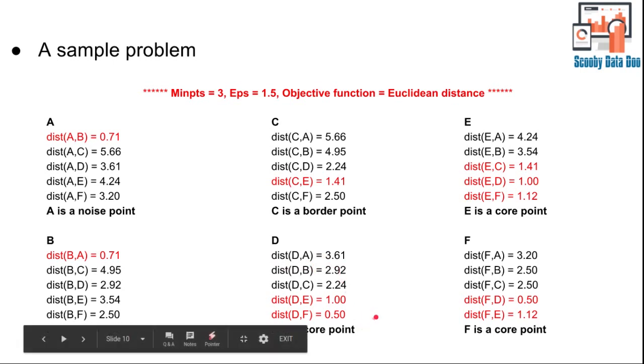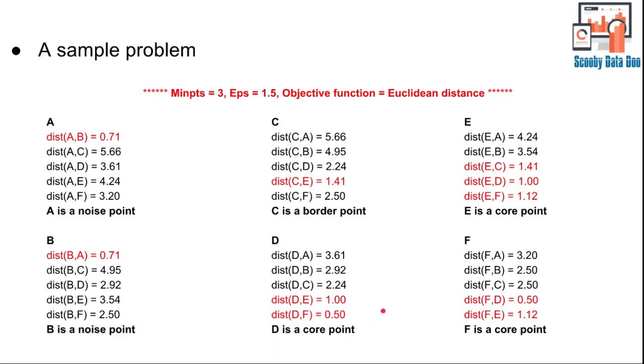There is one interesting thing here, that we can see only 2 neighbors of D, right? E and F. That is within this EPS limit, and all the other values have exceeded this limit. But still I'm saying that, yeah, D is a core point. Can you say why so?